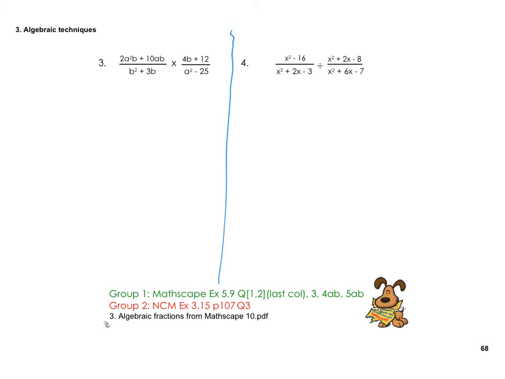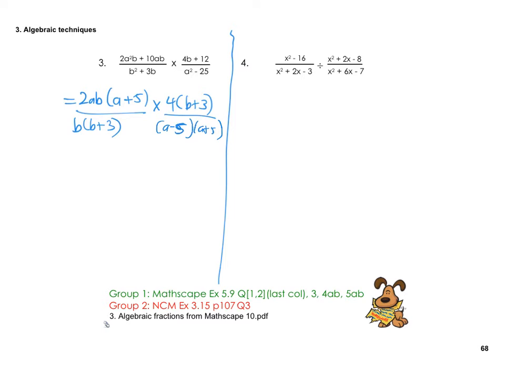Okay, so let's try question 3. So the first part, 2a squared b plus 10ab. Let's take out a 2ab. Let's put down an a plus 5, that over b plus 3, times that by 4b plus 3 over, remember this is a difference of 2 squares, so a minus 5, a plus 5.